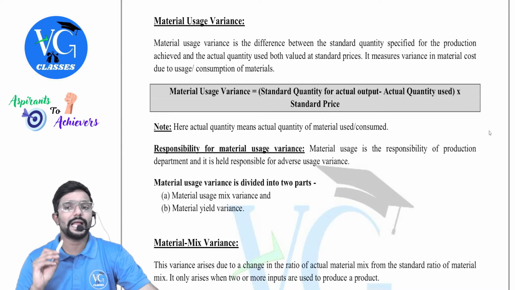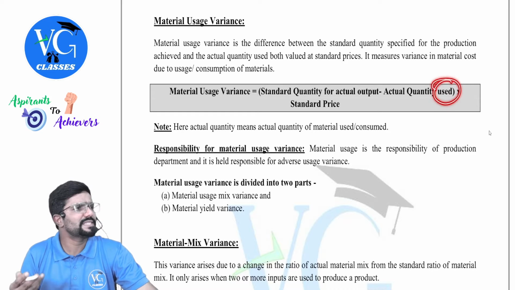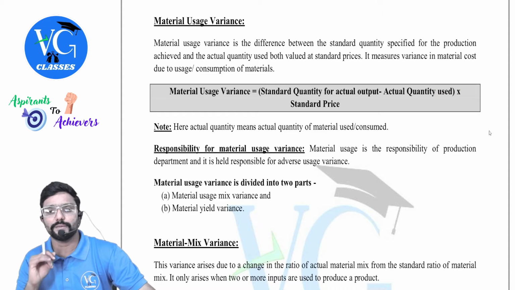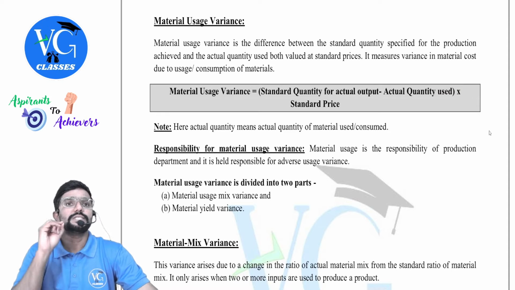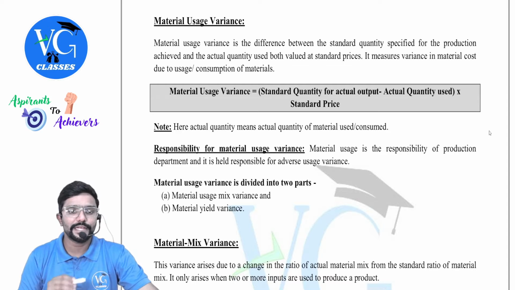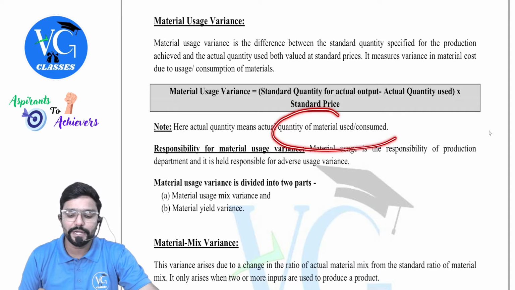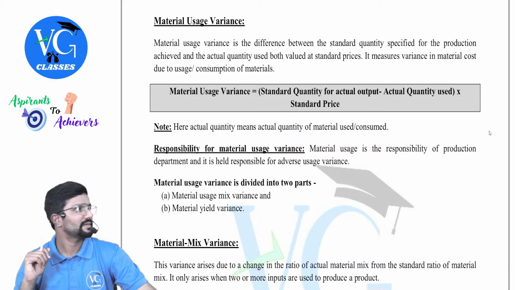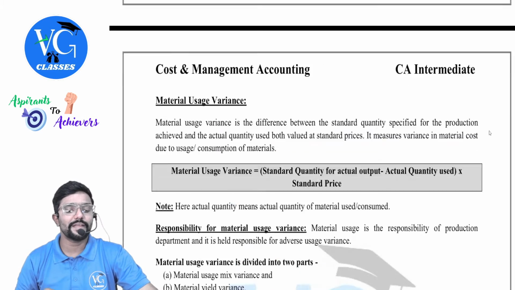Minus actual quantity used means consumed. Here you have to use consumed only. What you have used for production into standard price. Here, actual quantity means what? Actual quantity of material used or consumed. Clear? That is what I gave as a clarification.